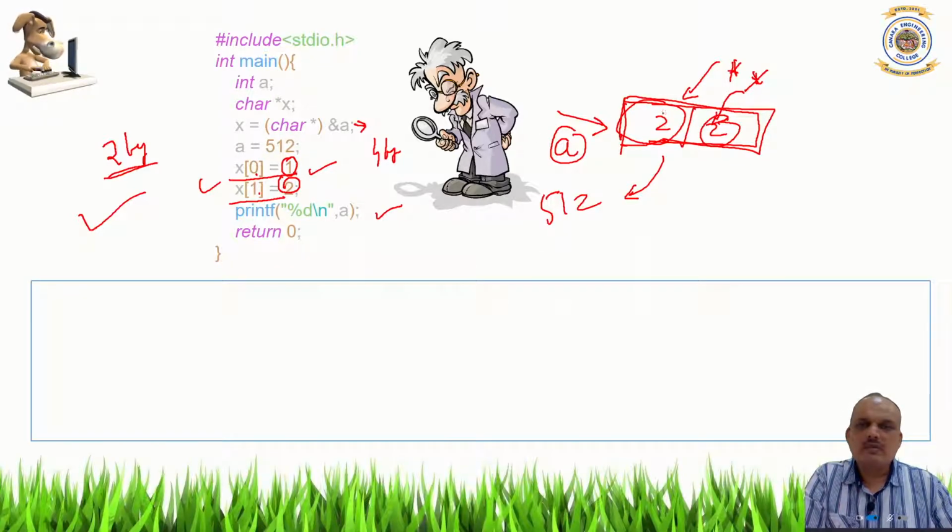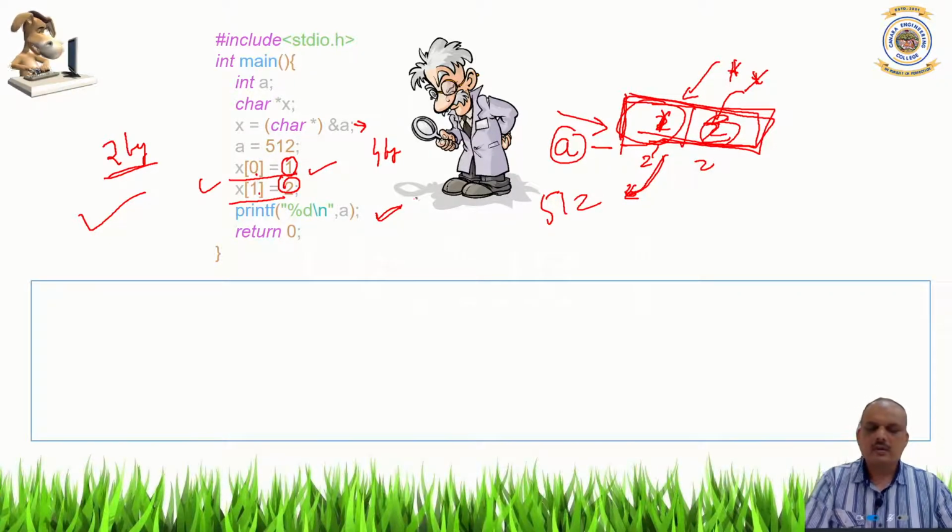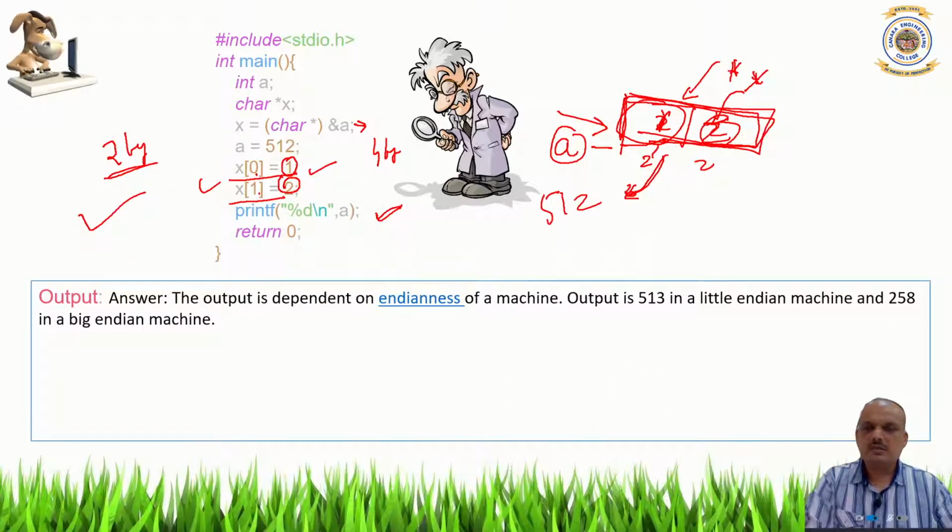So I'm storing 1 and 2 in this memory location using the character pointer, and then I am reading it out using A. So I am reading it out together. So what do you think would be the output? The output would be 513. Okay, the output would be 513.